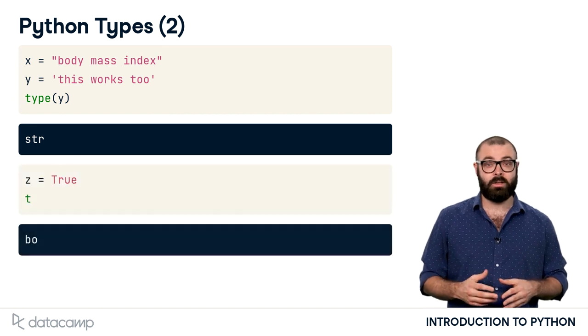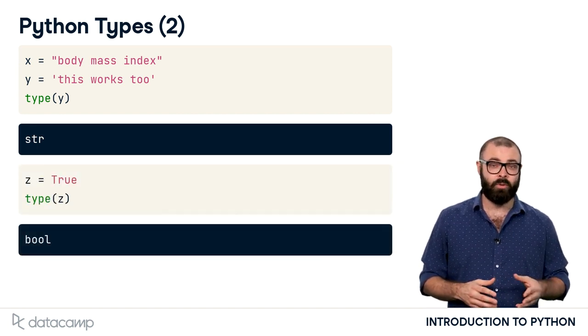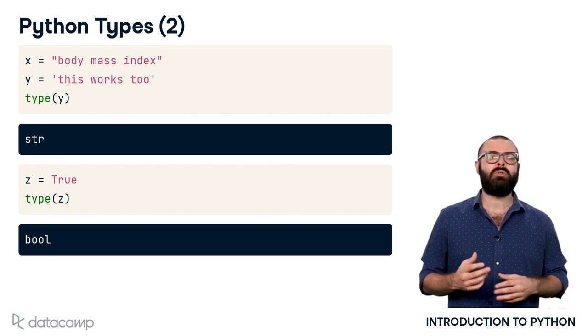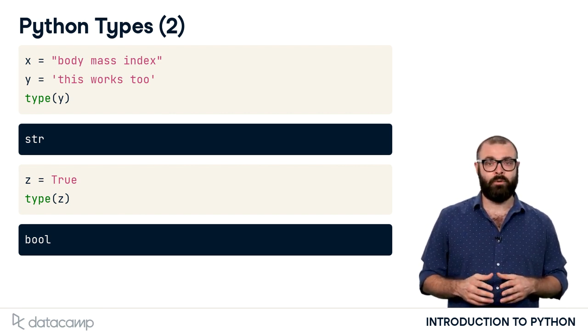The Boolean is a type that can either be true or false. You can think of this as yes and no in everyday language. Booleans will be very useful in the future to perform filtering operations on your data, for example.